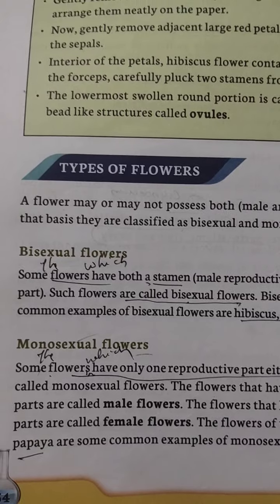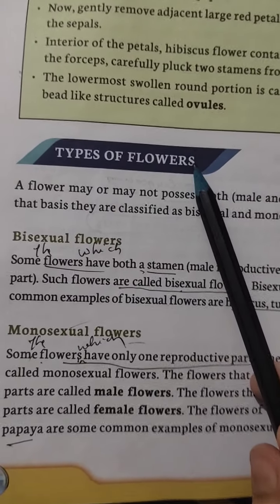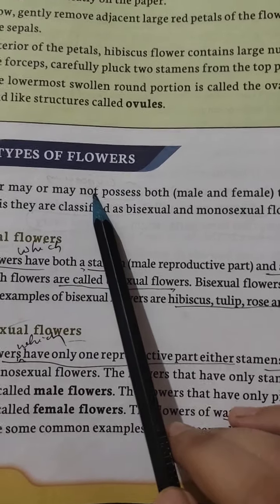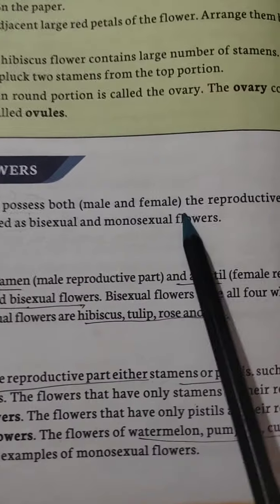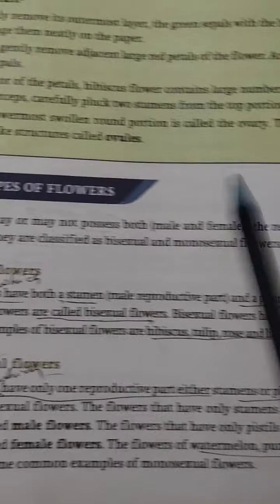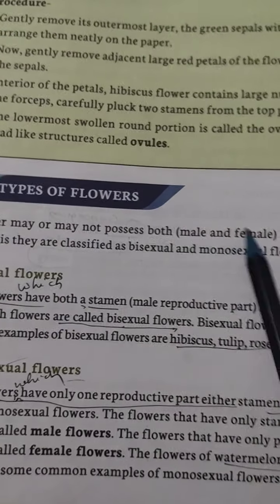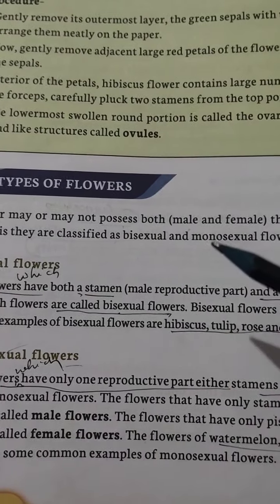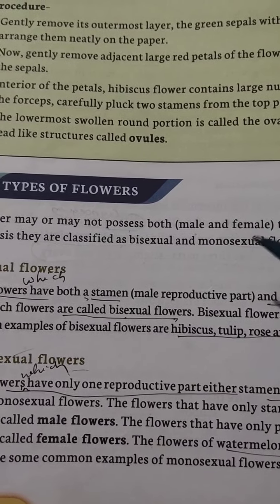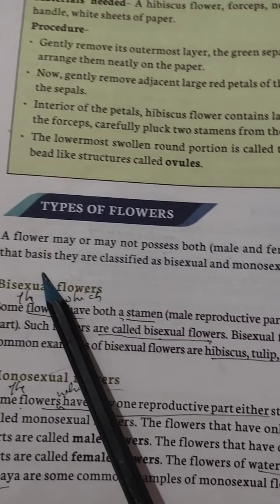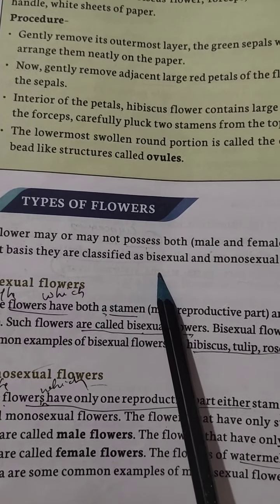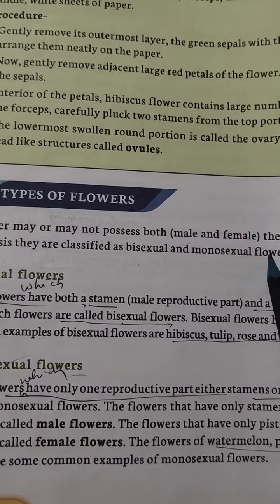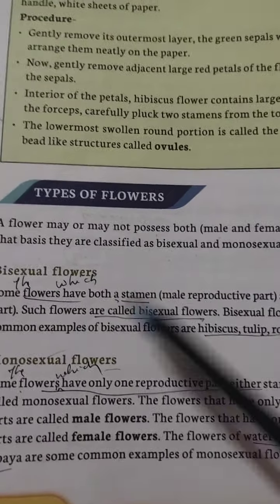Okay. The next topic is types of flower, bisexual and monosexual. A flower may or may not possess both male and female reproductive parts. Okay. हो सकता है कि फ्लावर में या तो एक मेल पोर्शन हो, एक फीमेल, अलग अलग पोर्शंस हो, या तो एक ही प्लांट के अंदर मेल और फीमेल दोनों पोर्शंस हों. So on this basis they are classified as bisexual and monosexual. Okay, इसी basis पे इनको categorize किया गया है.